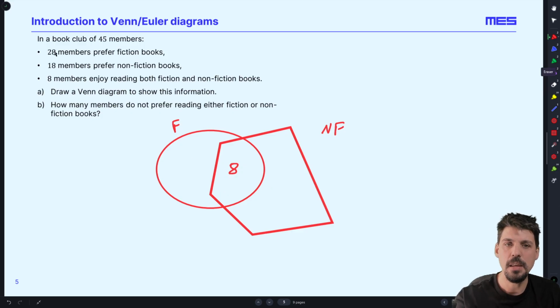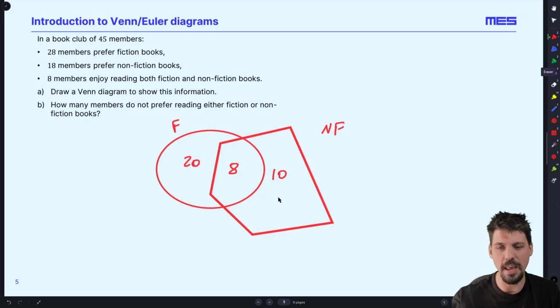Now I can go back. 28 members prefer fiction books. So overall, there needs to be 28 people in the fiction bubble. Well, that means I need 20 over here, because then the total is 28. And same, I need 18 people total in my non-fiction pentagon. So that needs to be a 10.